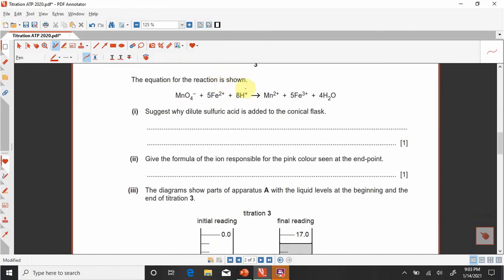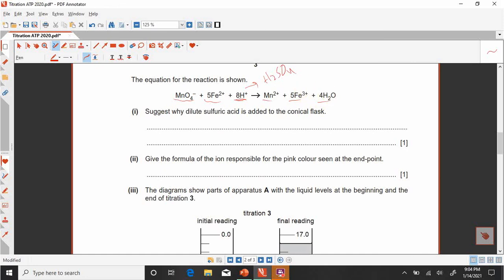This is the equation for this reaction. This is the ion from the KMnO4, and this is the iron ion. This is the hydrogen ion from the H2SO4 sulfuric acid, because as you know, an acid is that which produces hydrogen ion in aqueous solution, and this is Mn2+, and then iron, and then water. So this is the equation for this reaction.